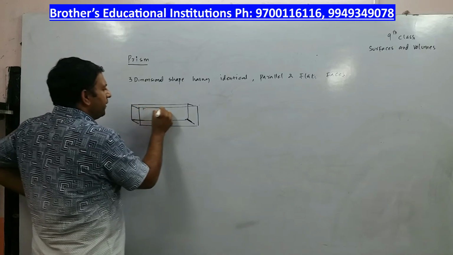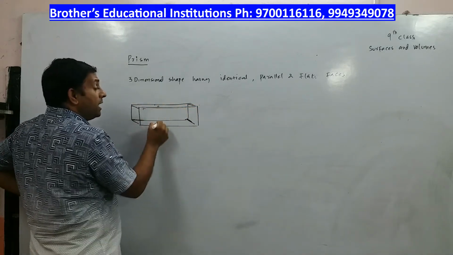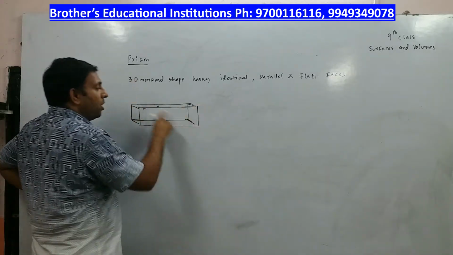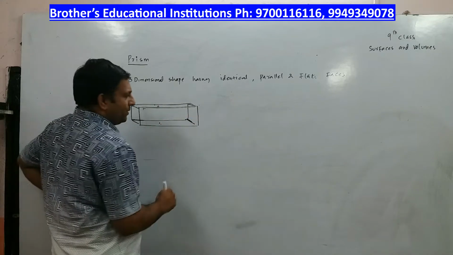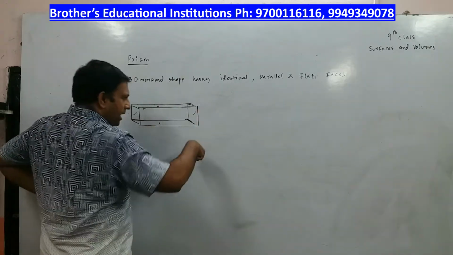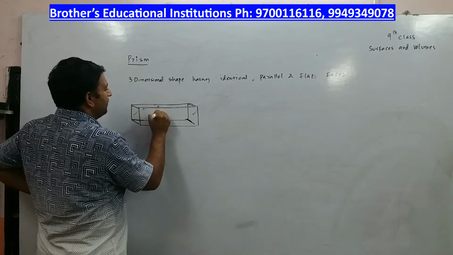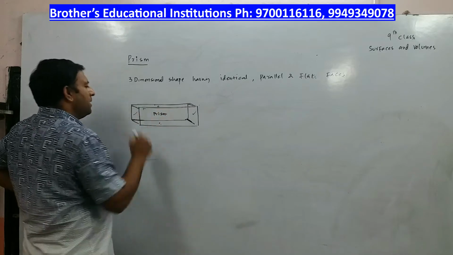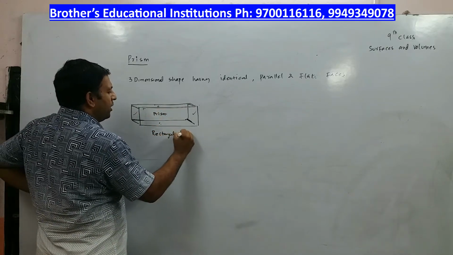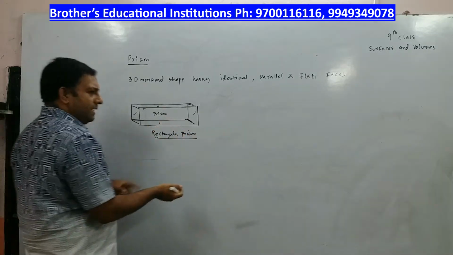Now this face and this face, both of them are identical. Not only are they identical, they are parallel. Not only are they parallel, they are flat. Similarly, this face and this face, both of them are identical, parallel and flat. So this is a prism, and I call this prism a rectangular prism, because the base is rectangular.